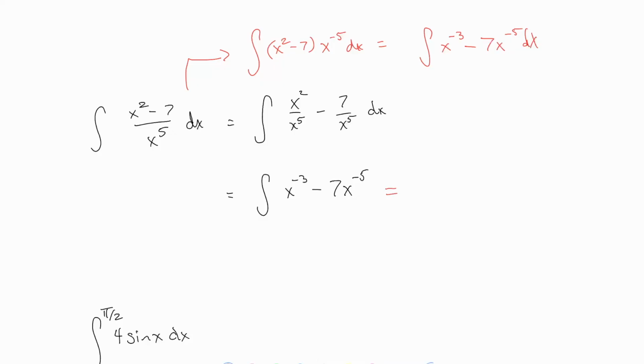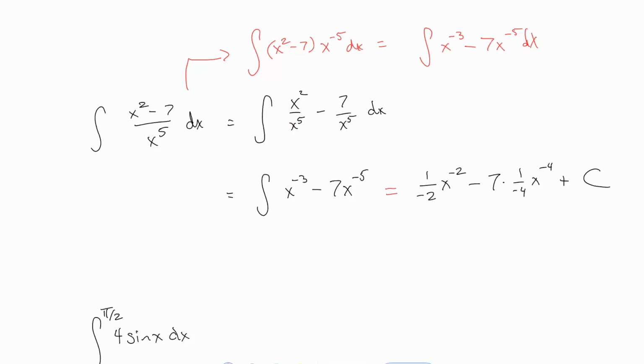So I'm going to say 1 over minus 2, x to the minus 2, right? The negative 3 power is increased by 1. And then the negative 5 power increases to negative 4. So this becomes minus 7 times 1 over minus 4, x to the minus 4, and then my plus C. Hope you got something like that. Any questions about that one? That's a little tricky. It seems like some people forgot how to handle this kind of thing, but that's how you do it.